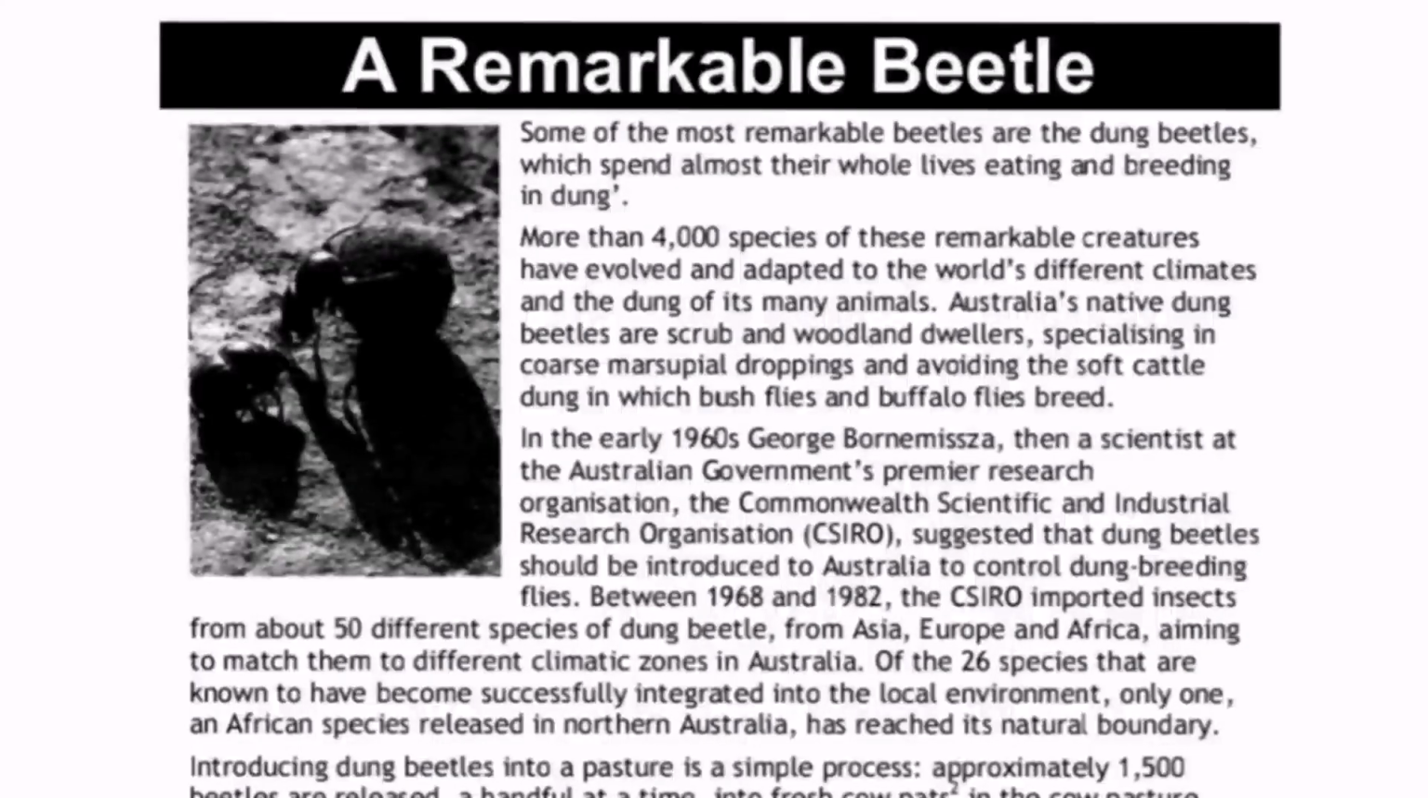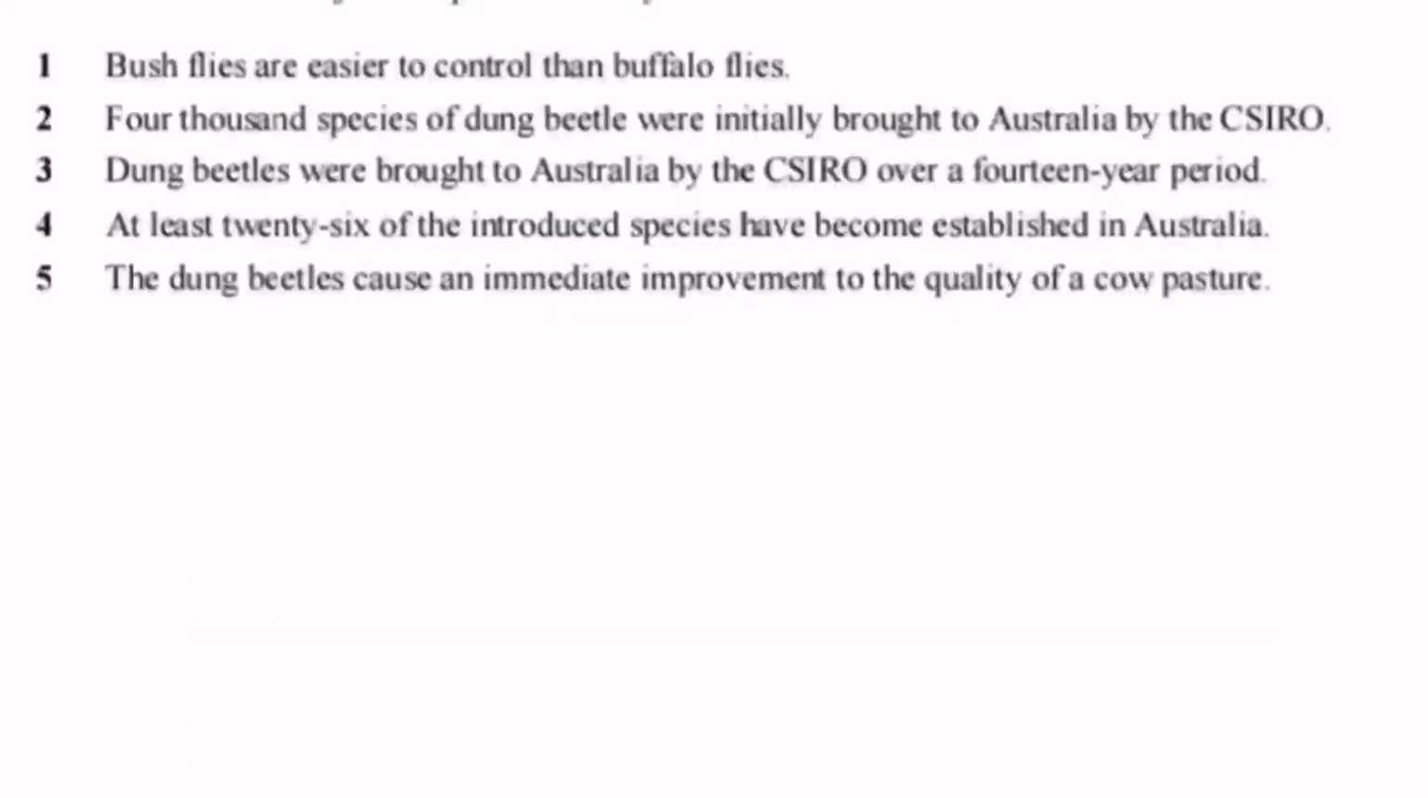Let's start. First of all, we have to look at the title of the passage: A Remarkable Beetle. Beetle means insect, so our passage today is about insects. And let's go to the question section.